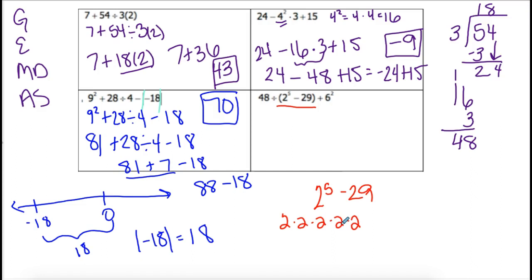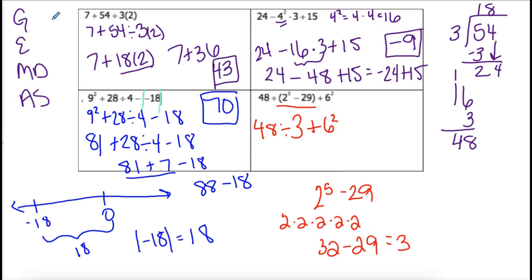8 times 2 is 16. 16 times 2 is 32. So 32 minus 29 is 3. This parentheses is equal to 3. We get 48 divided by 3 plus 6 squared.